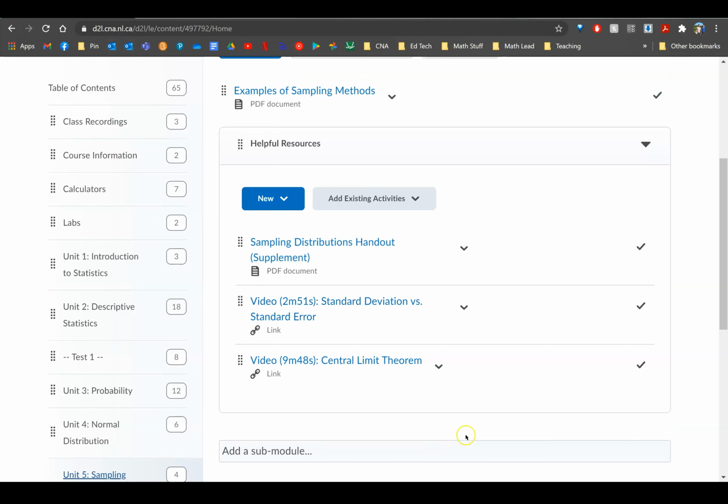But in terms of what's expected for this unit, that's about it. Of course, there's going to be an assignment, and there's probably going to be a lab, but that's it for the end of this video.